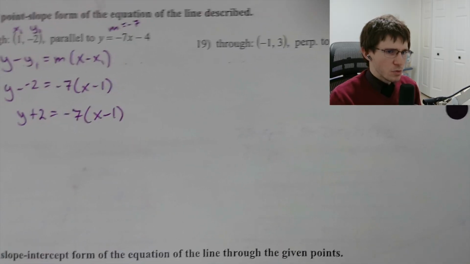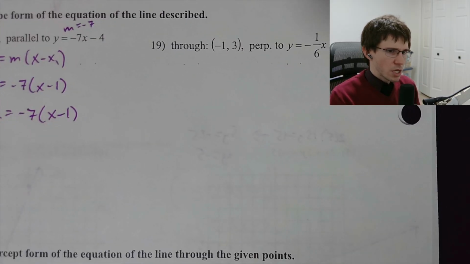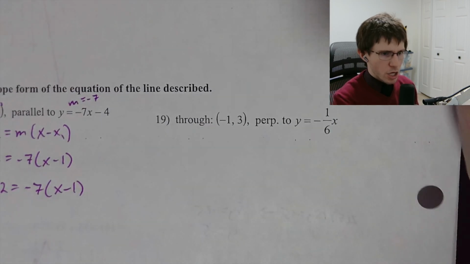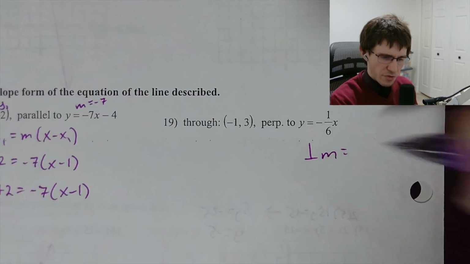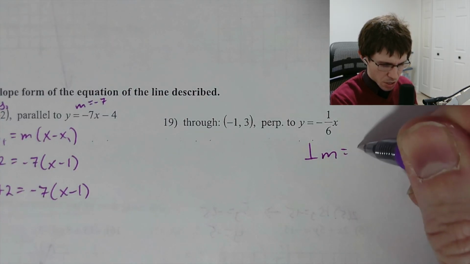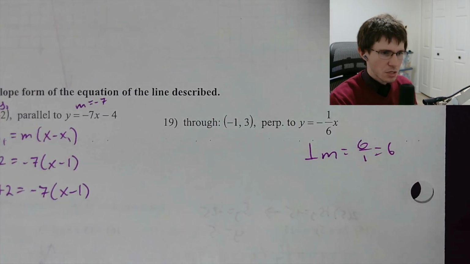On this next question, we have slightly more work to do, but really not that much. In this one, we are trying to go perpendicular to a negative 1 over 6. So remember that perpendicular slope means you flip it upside down and change the sign. So you get 6 over 1, which is really just 6.